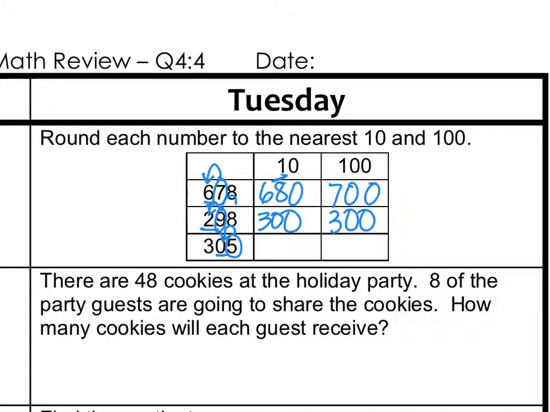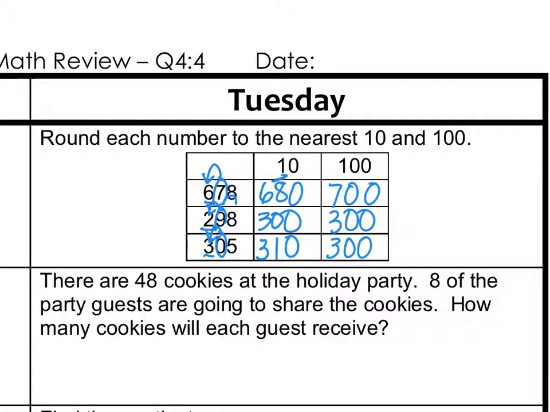Circle the tens place. We're not going to deal with the 3. It's going to be okay. 5 is high enough to bump the 0 up to a 1, and it becomes a 0. Okay. And the last one. Underline the hundreds place, but the 0 is not high enough to bump that up. It stays the same. Everything else becomes 0.